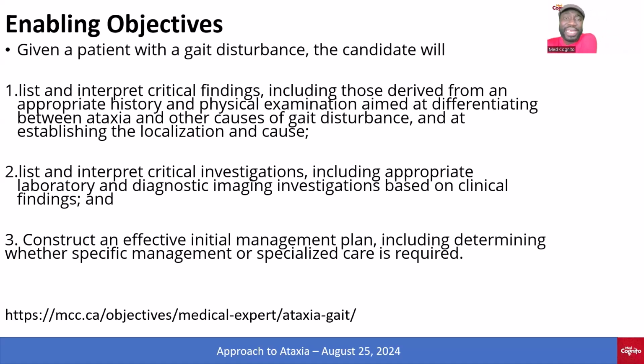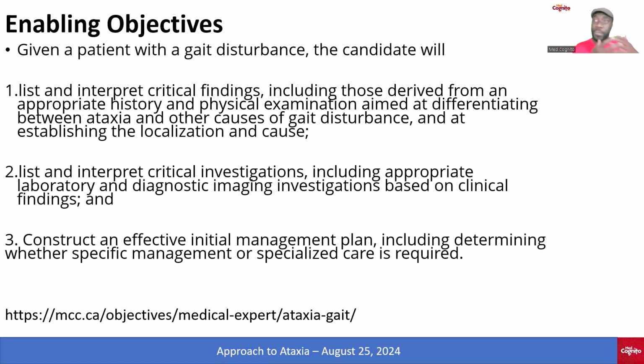Given a patient with a gait disturbance, the candidate will, one, list and interpret critical findings, including those derived from an appropriate history and physical exam, aimed at differentiating between ataxia and other causes of gait disturbance and at establishing the localization and cause. Number two, list and interpret critical investigations, including appropriate laboratory and diagnostic imaging investigations.